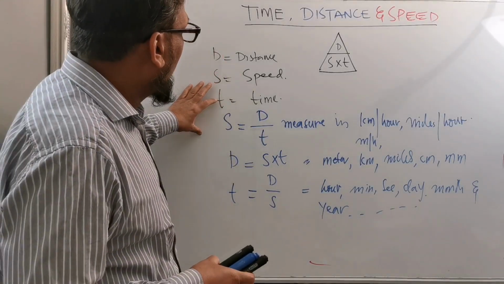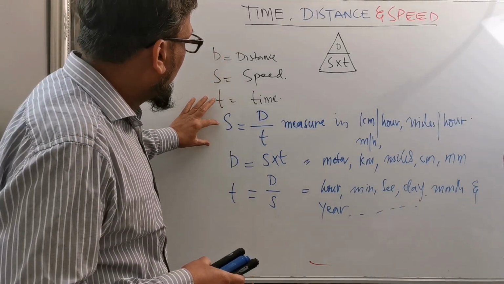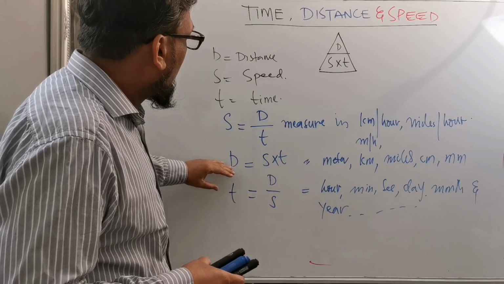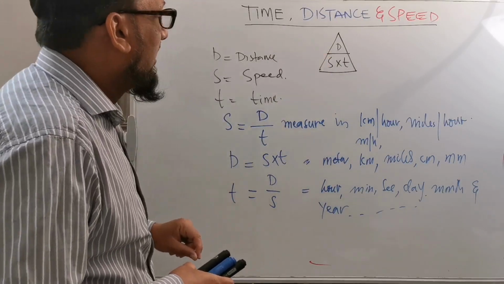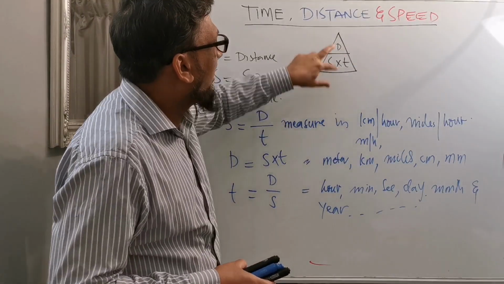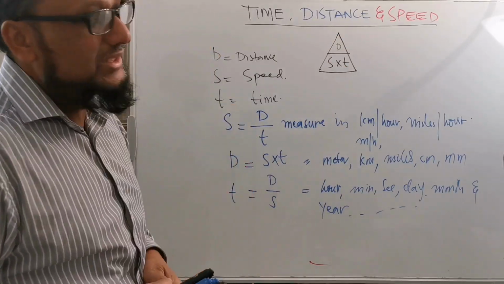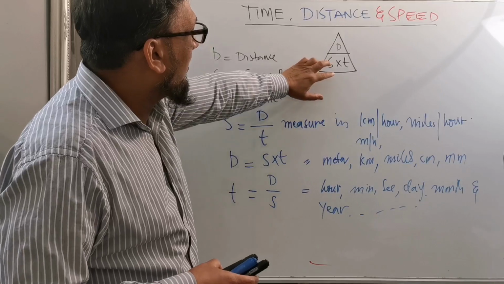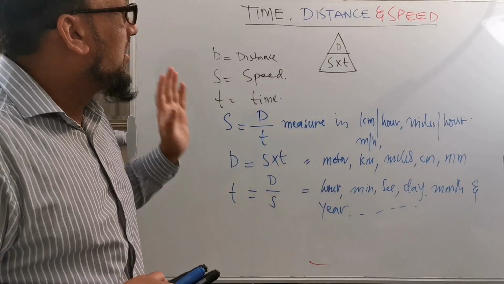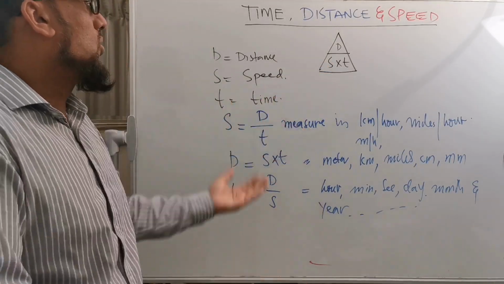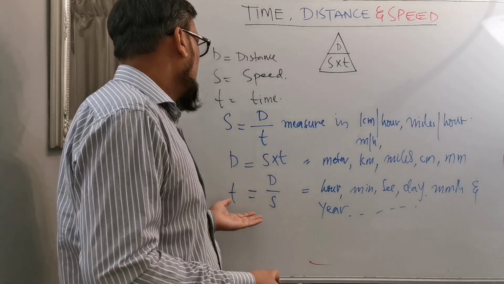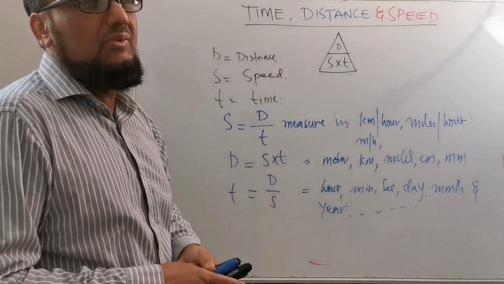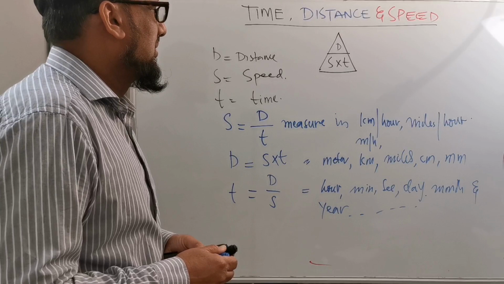So as per the formula, we know that there are 3 variables, D, S and T. If we know 2 variables, we can work out the third variable easily. So if you know the 2 numbers, you can easily work out the third one.